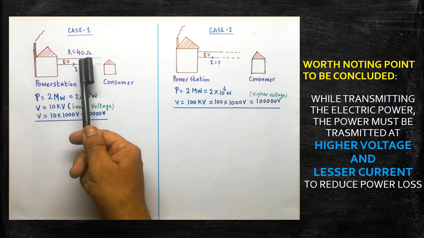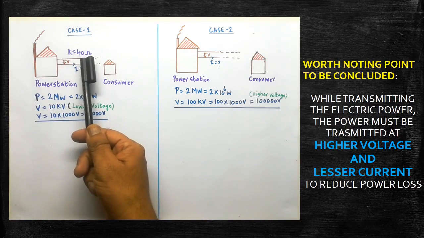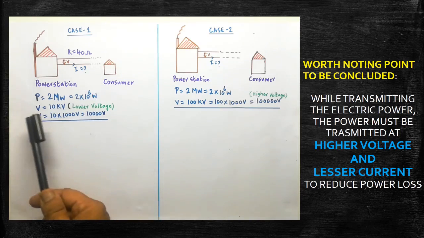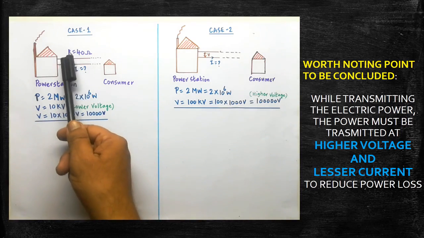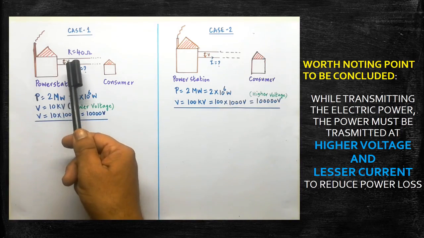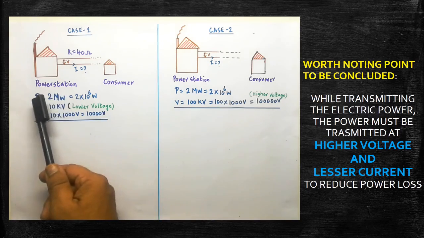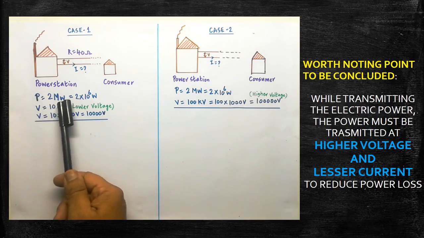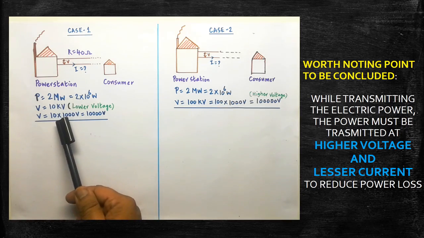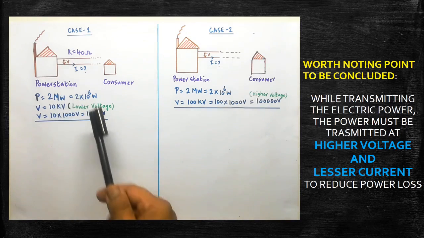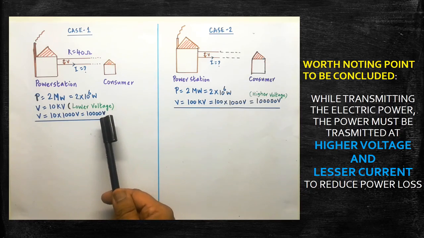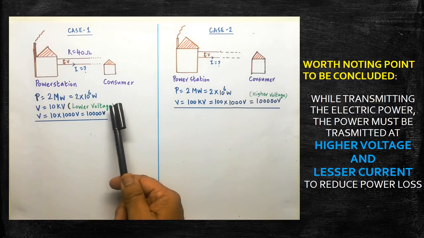Here the resistance of the transmitting wire is given. It's a sample value, 40 ohm. Across the two terminals in the power cable, the voltage is given here. So see the combination. The transmitted power is 2 megawatt. The voltage which is supplied across the two terminals is 10,000 volt. That is, 10 kilovolt is converted into 10,000 volt. So this one is taken as the lower voltage.